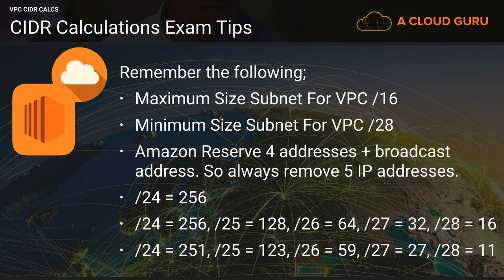Basically, all you need to remember for the associate is a /24 starts at 256. You go all the way up to a /28, which is 16, and then you always remove 5 IP addresses no matter what subnet that you're working with.